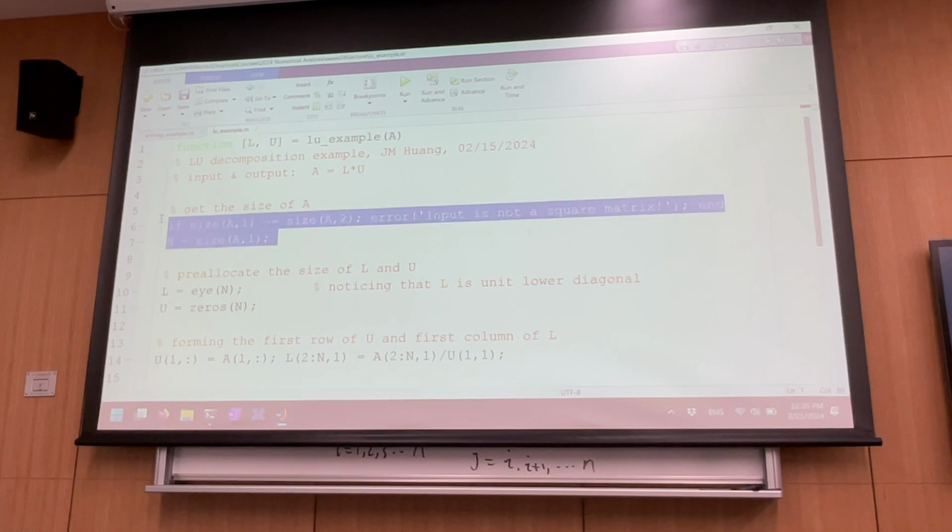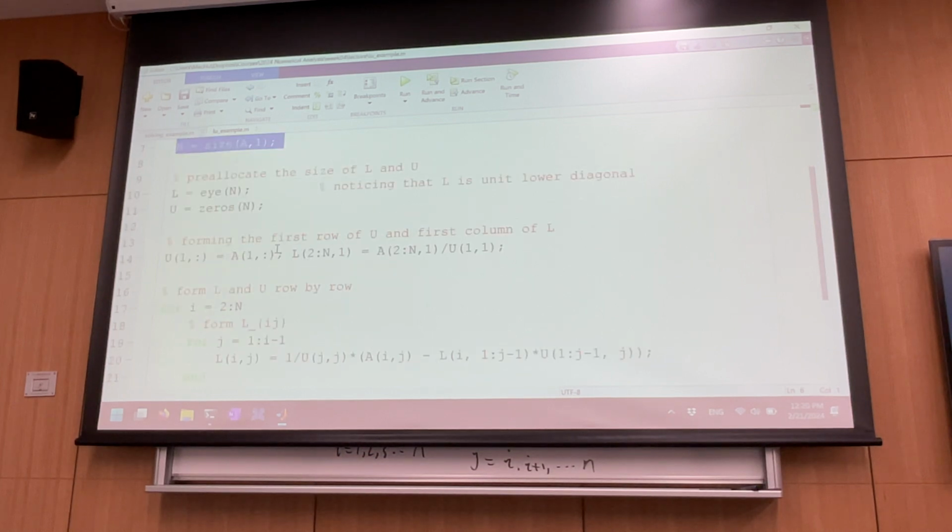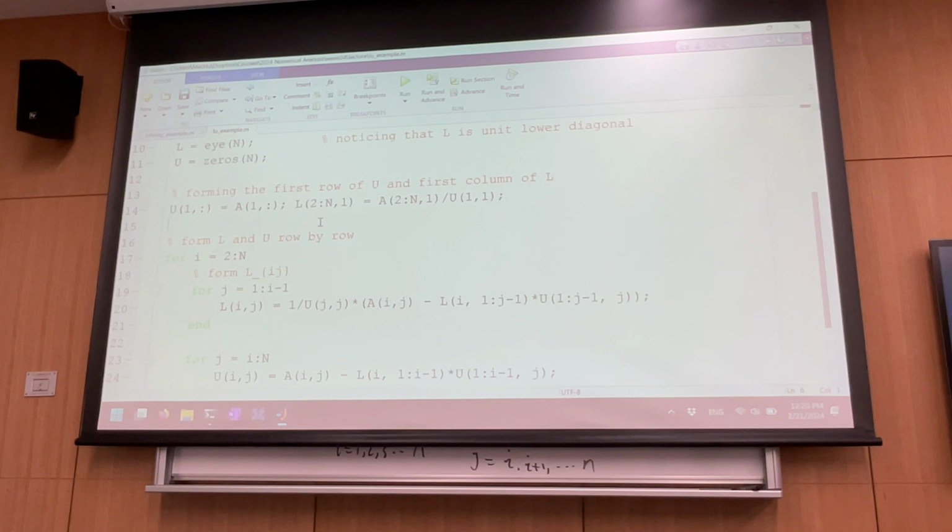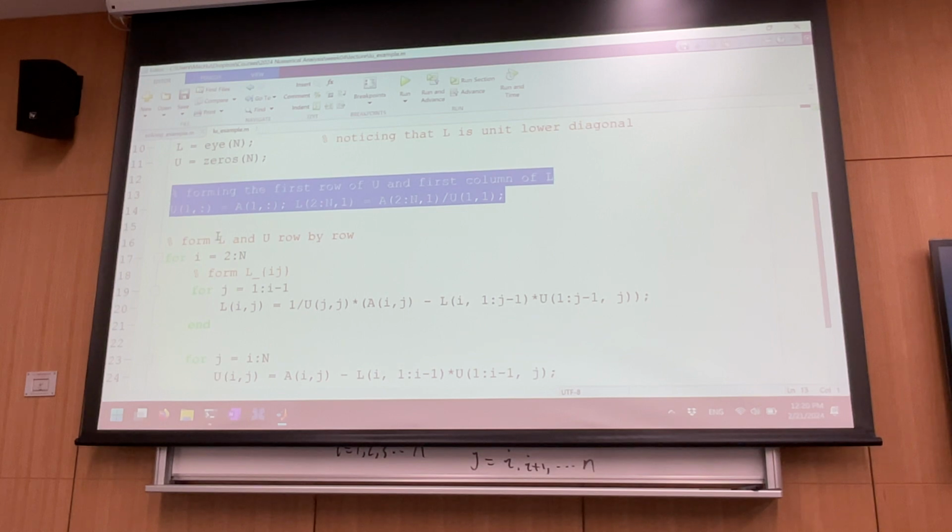For example, your matrix needs to be a square matrix. If you give me a matrix that's not square, I cannot do LU decomposition, because it has to be square in this case. And then here I'm forming the first row of U and the first column of L. So those two lines are pretty much the first two lines over there. That gives you the first row of U and the first column of L.